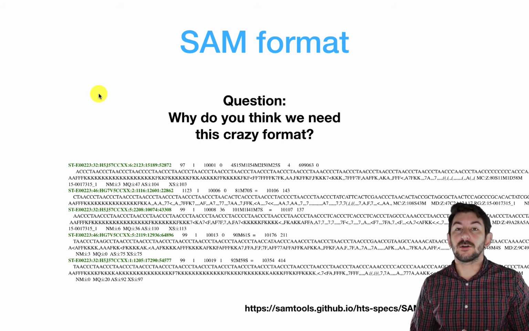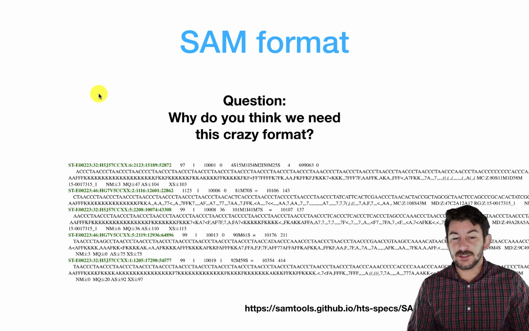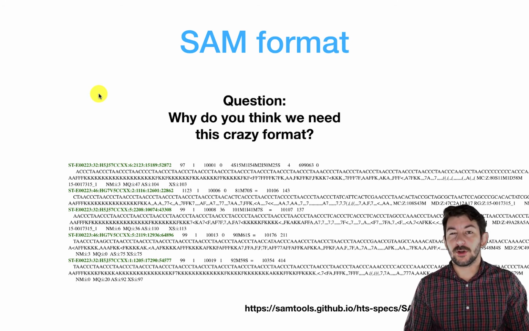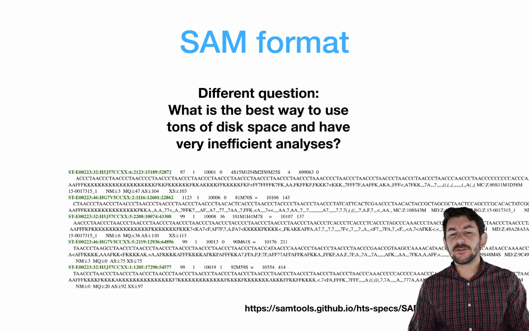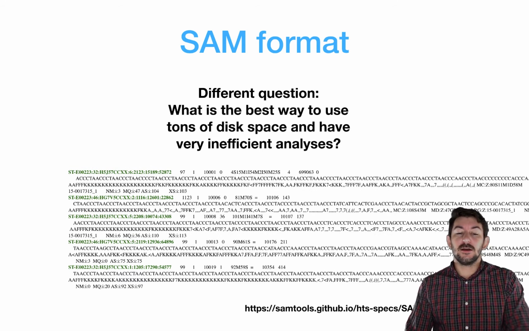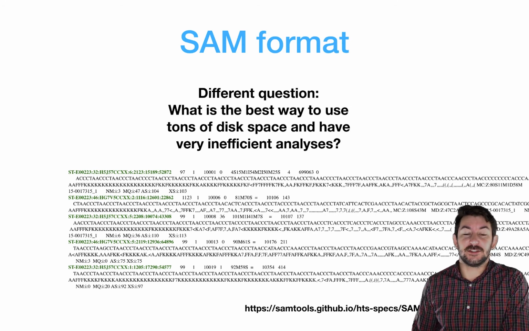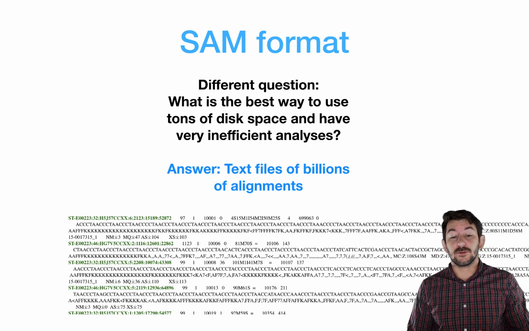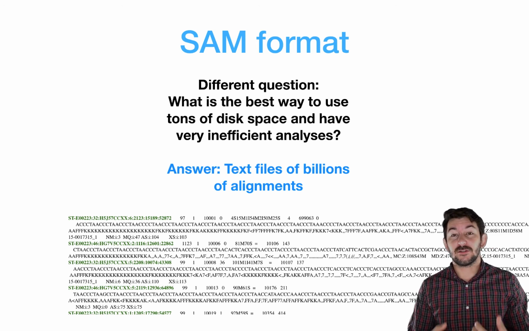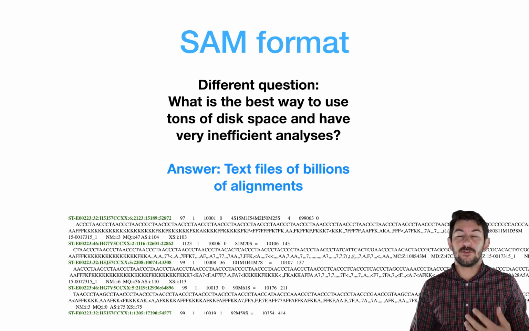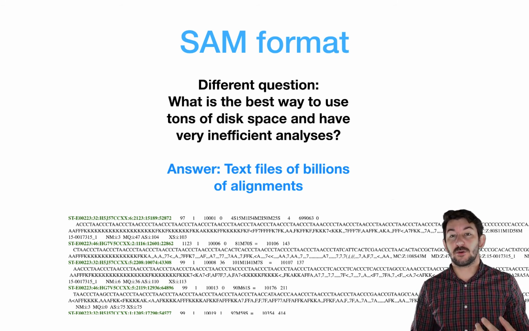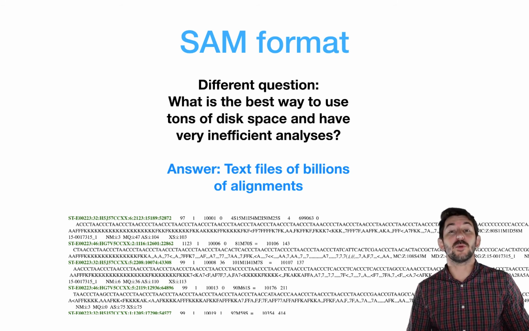And so this looks like garbage. What you should ask yourself is, why do we want such a weird, crazy format? I think the better thing to ask is, what would be a really great way to use tons of disk space and a very inefficient analysis? Well, the answer is to have a text file for every single alignment of each read to the genome. You would have 100 billion different alignments, and that's not feasible. So we need to use a creative way of containing all that information as compressed as possible while still being human readable.